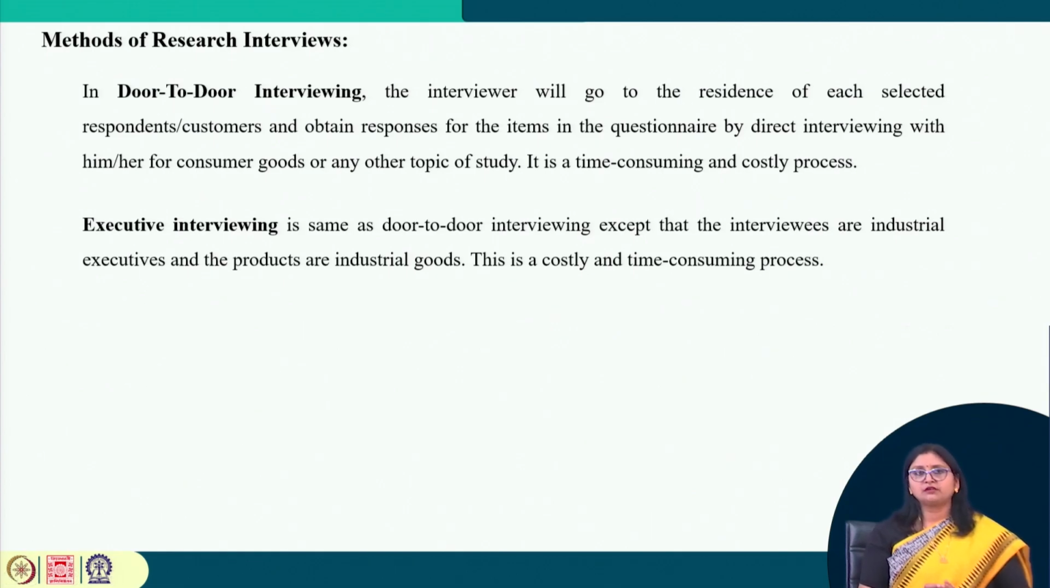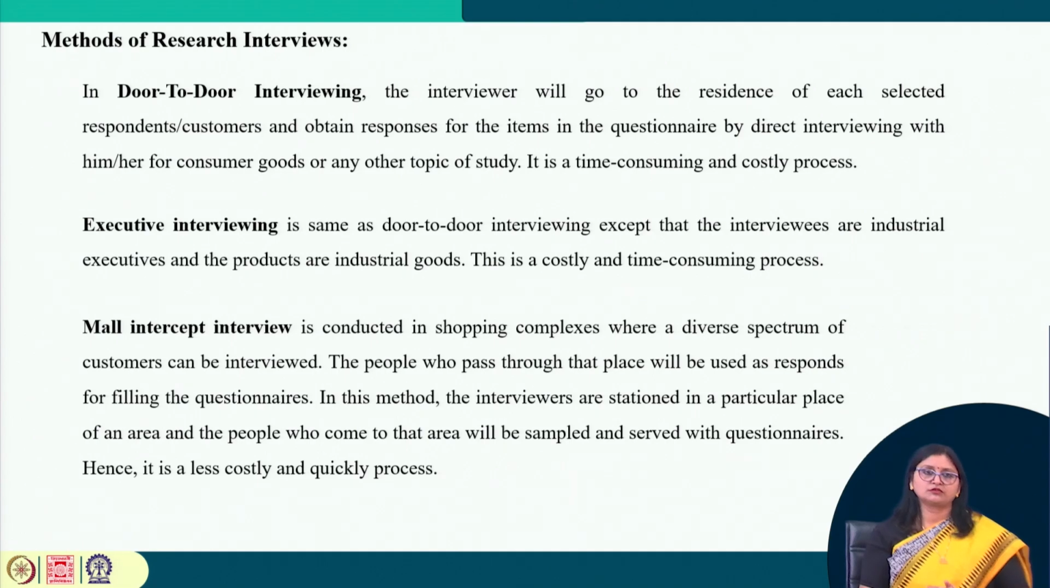Then executive interview is the same as door to door interviewing, except that the interviewees are industrial executives and the products are industrial goods. It is also costly and time consuming.